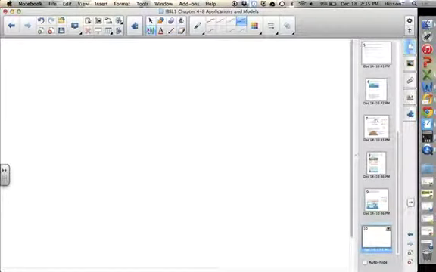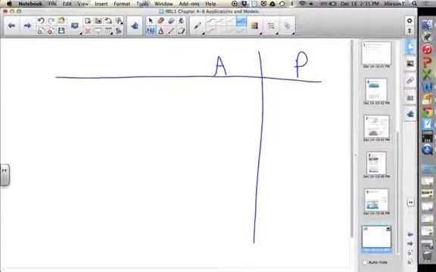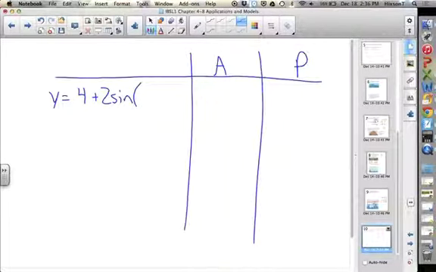Alright, give me the amplitude and the period for these functions, okay? Let's say that we have y equals 4 plus 2 sine of 3x minus pi. Amplitude is 2. What's our period? 2 pi over 3. 2 pi over b, which in this case is 2 pi over 3.